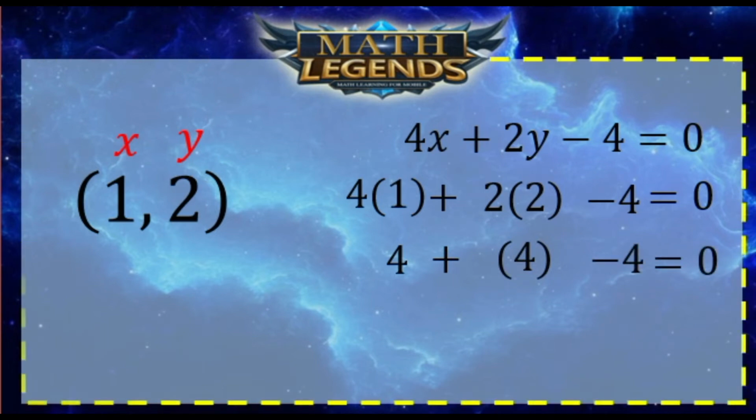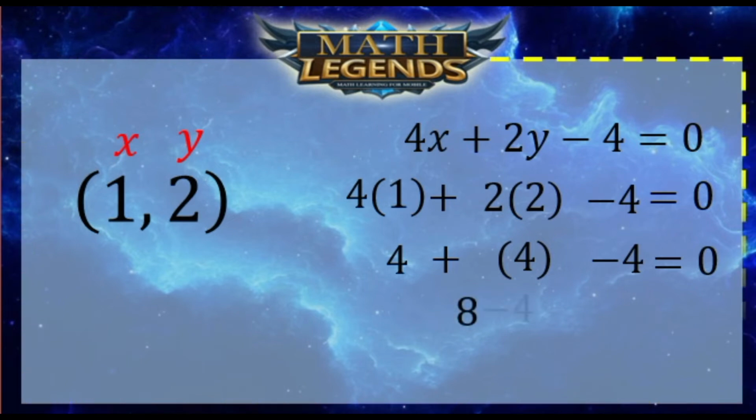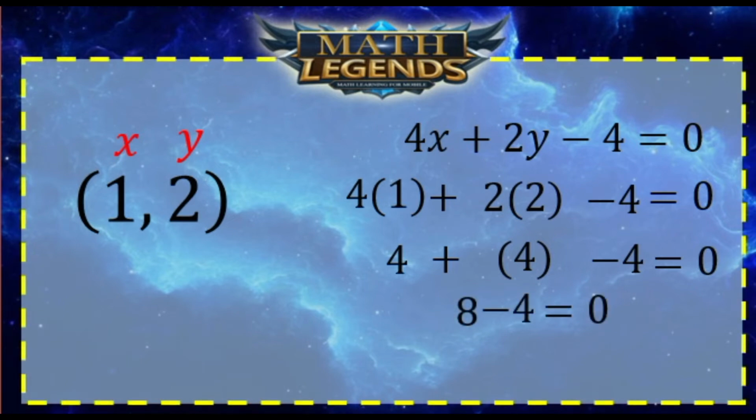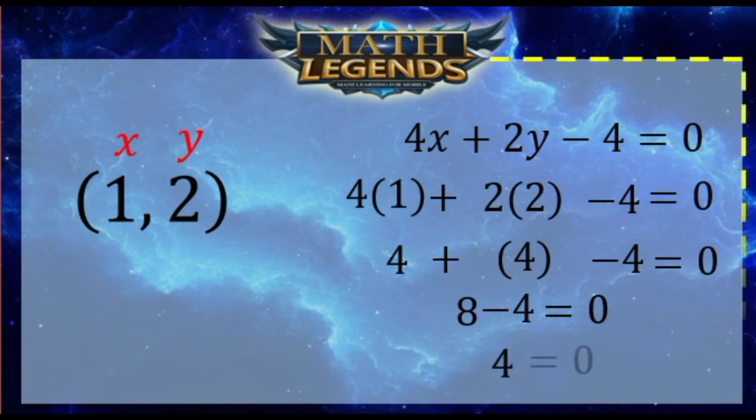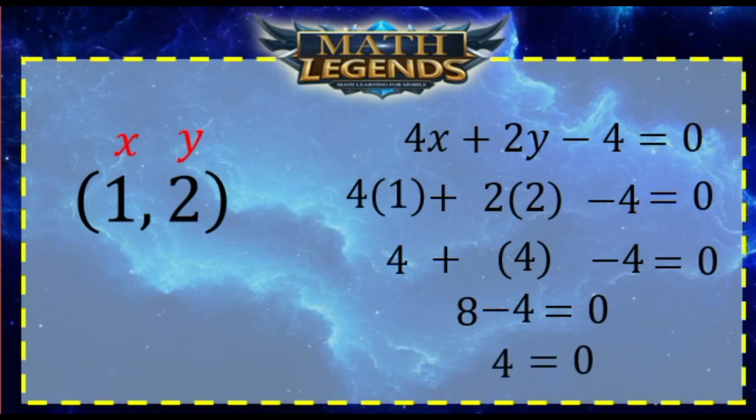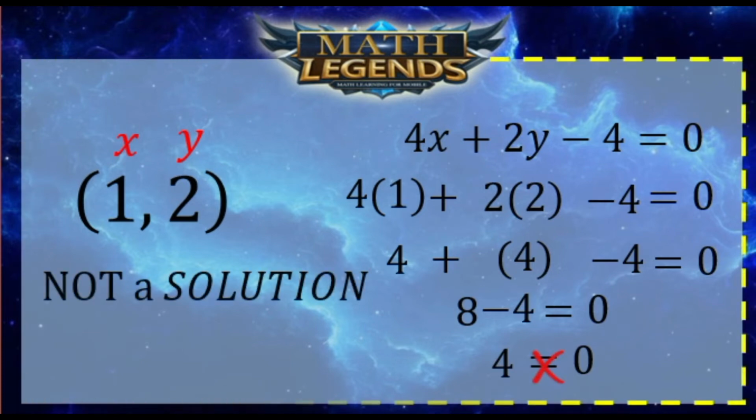We have 4 plus 4 that is equivalent to 8 minus 4 is equal to 0. So we have 8 minus 4 that is equivalent to 4 equal to 0. So as you can see here, 4 is not equal to 0. So therefore, 1 and 2 is not a solution of our linear equation.